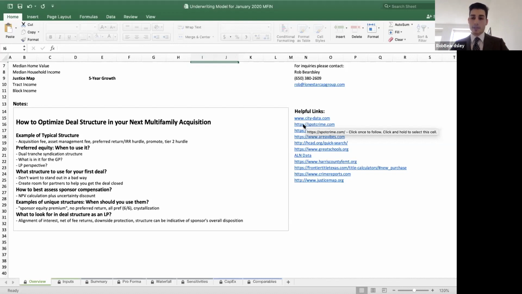And something is wrong here. And what I would say, two things are wrong. So not only are investors receiving poor net returns because they're paying a lot of fees or high promote, a structure like this is also potentially indicative of a sponsor's overall disposition.